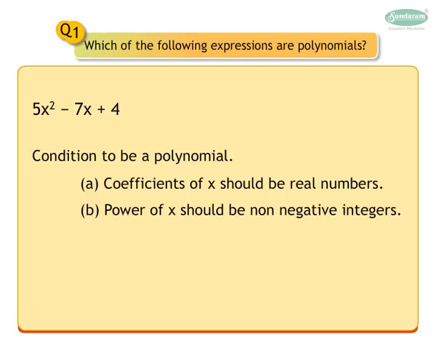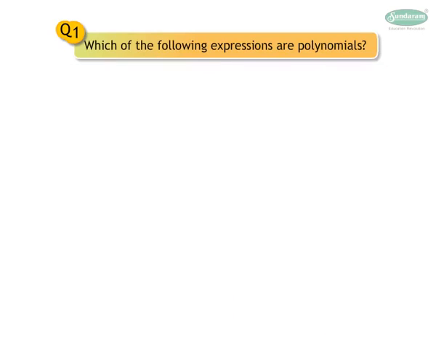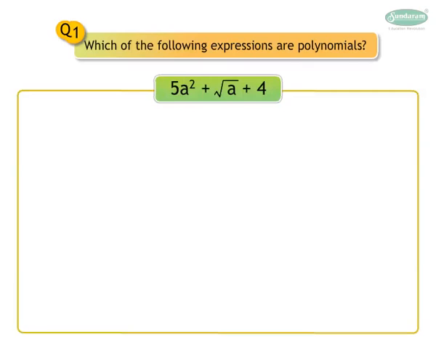which are real numbers. Power of x is 2 and 0, which are positive integers. So students, both the conditions are satisfied. Hence, it is a polynomial. Let us see whether 5a square plus square root of a plus 4 is a polynomial.